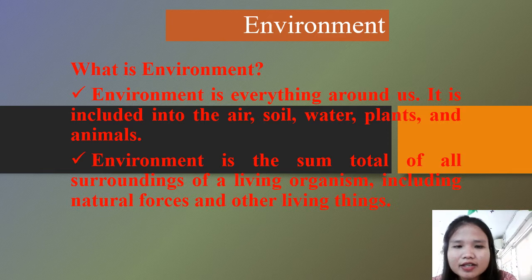And then the second meaning of environment. Environment is the sum total of all surroundings of a living organism, including natural forces and other living things. It is the same as the air, soil, water, plants, and animals. All of the things that live in the environment.